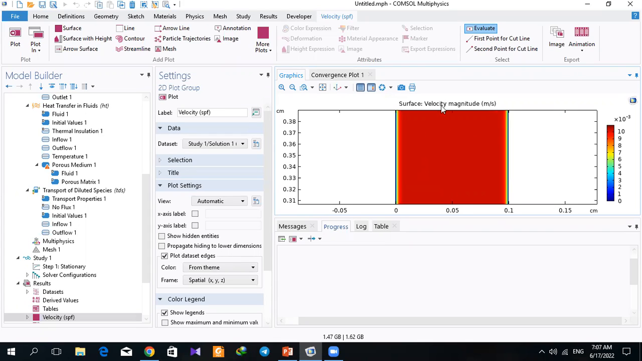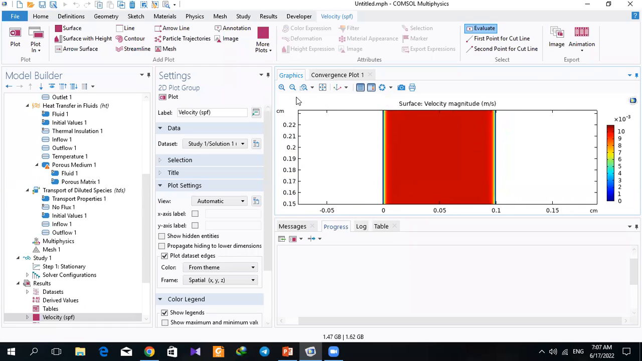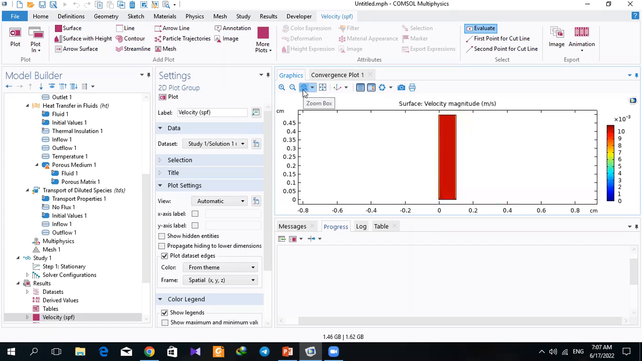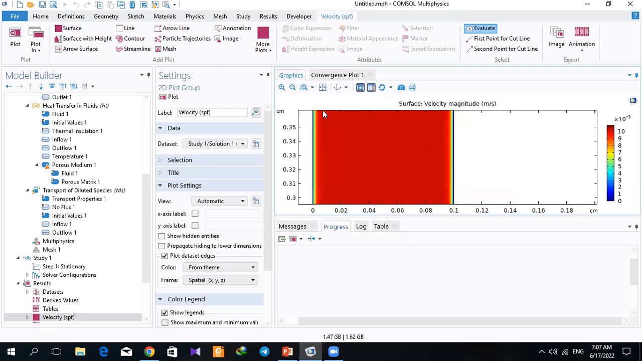Here is the velocity profile that we have. It's exactly fit, because the boundary condition is no slip, so the velocity is 0. And here you can see the boundary layer of momentum. This boundary layer is important to be applied for mass transfer and heat transfer purposes.